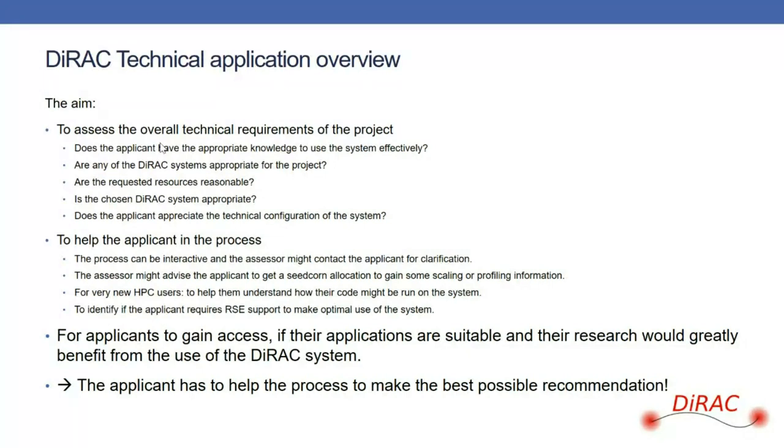The assessor might advise the applicant to apply for a seed corn to get some more information on the code, such as scaling, and the seed corn form can be found online. It's very straightforward, and you could get up to 50,000 CPU hours just to get the information that is required for the technical application. This is specifically true if you have never used an HPC system before.